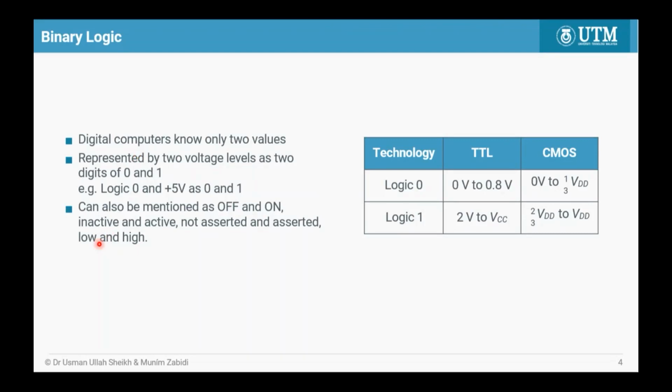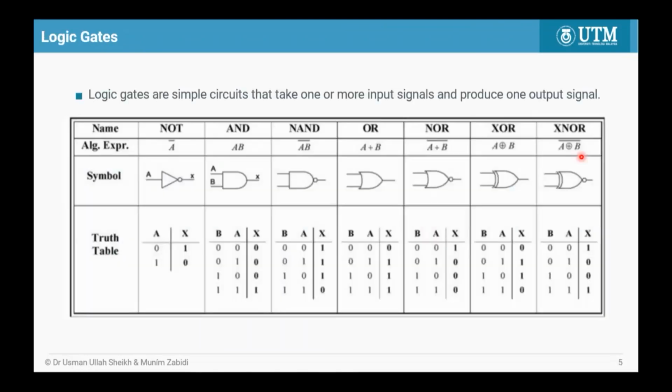Okay, and then moving to the next slide. This is the logic gates that you already learned in undergraduate. We have three basic logic gates actually, which are NOT gates, AND gates, and OR gates. And then we have other extended logic gates called NAND gates, NOR, exclusive OR, and exclusive NOR. So these are the symbols here, and this is the function or expression of the logic.